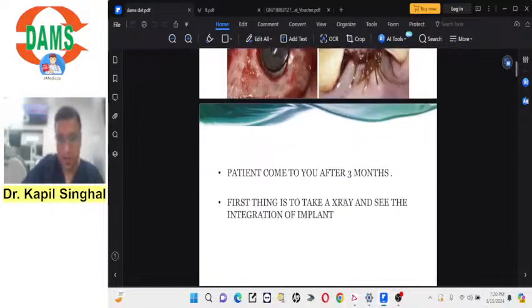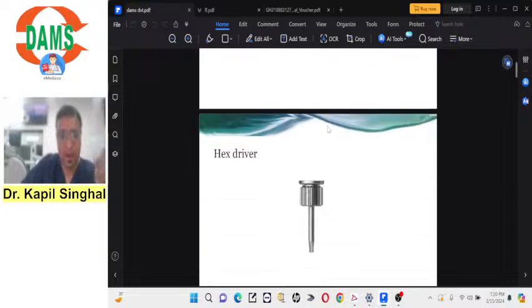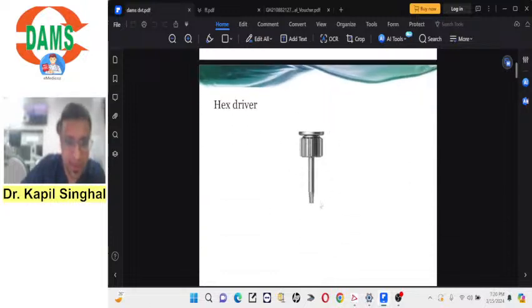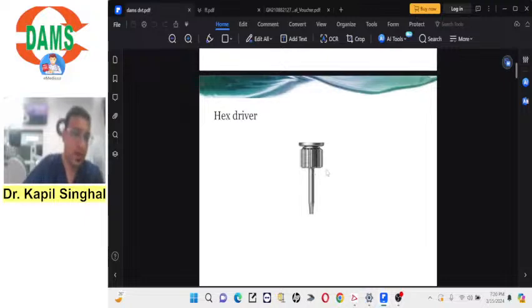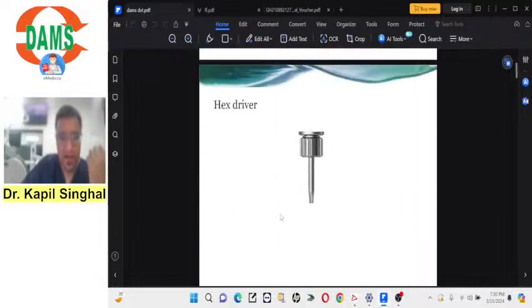After 3 months the patient will come to you. You will take the X-ray to see whether your implant is integrated or not. If everything is fine, now you need to expose your implant. So this is a hex driver. They will give you this diagram and ask you what is a hex driver. Whatever you want to tighten over the implant, right now we are tightening the cover screw, or otherwise whatever you want to tighten over the implant, is done with the help of this hex driver. So basically it is the screwdriver that is used in implants. Okay? So what is a hex driver? It is a screwdriver that is used in implants, that is placed over your implant, that will help in tightening of the components over your implant.